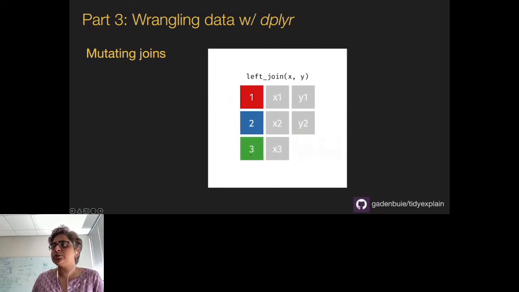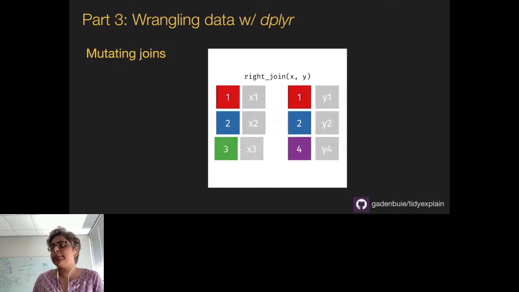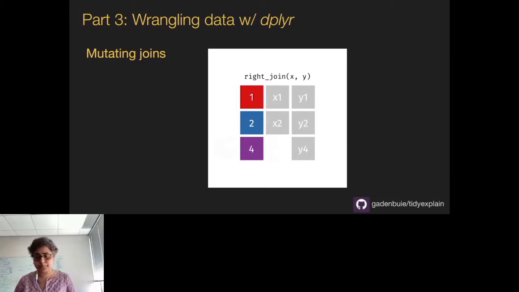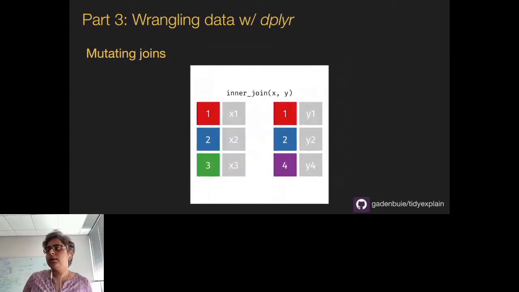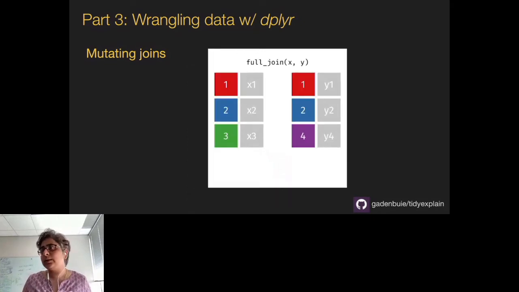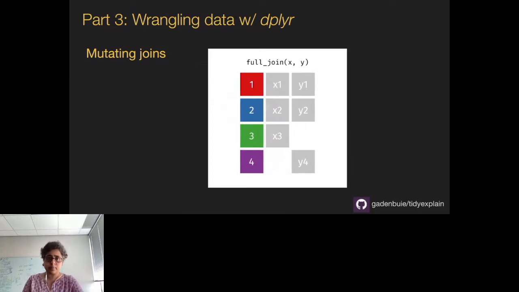It keeps all the rows from the first data set. And right join, it would keep 1, 2, and 4. It keeps everything from the right or the second data set. Inner join would keep the common ones. And as you can expect, the full join would keep all of them, which might result in some missing data.